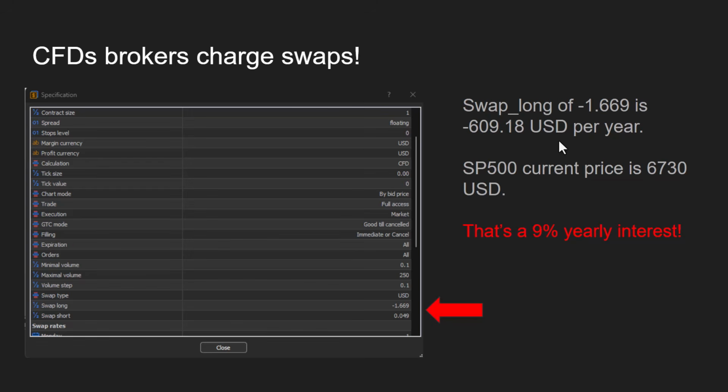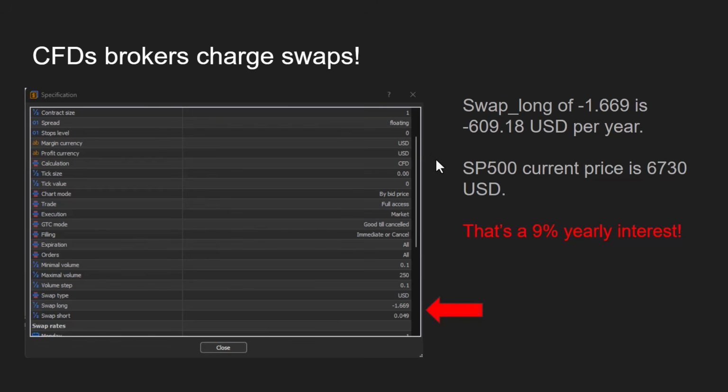The only problem is that the S&P 500's current market price is 6,730 US dollars. So if we divide 609 by 6,730, you'd be paying a 9% interest for holding a long position. And people say the stock market returns 10% per year on average, roughly. So if you pay 9% in interest per year, you are giving away all your profits in swaps.